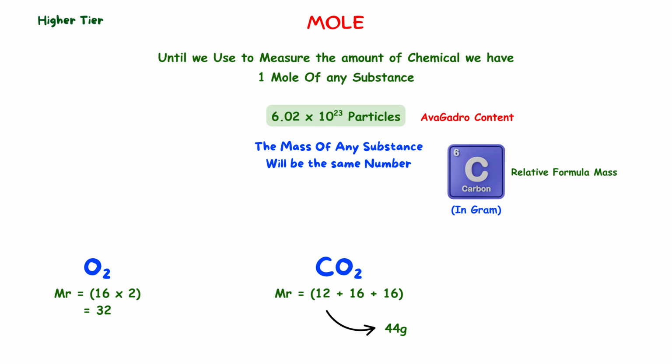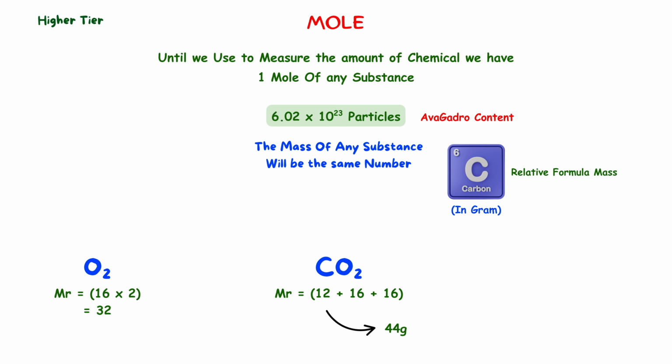For carbon dioxide, which has a relative formula mass made up of 12 for carbon and 16 times 2 for oxygen, giving a total of 44, 1 mole of carbon dioxide molecules would weigh 44 grams. The key takeaway is that in each of these cases, you would still be dealing with exactly 6.02 times 10 to the 23 particles, regardless of their type or identity.